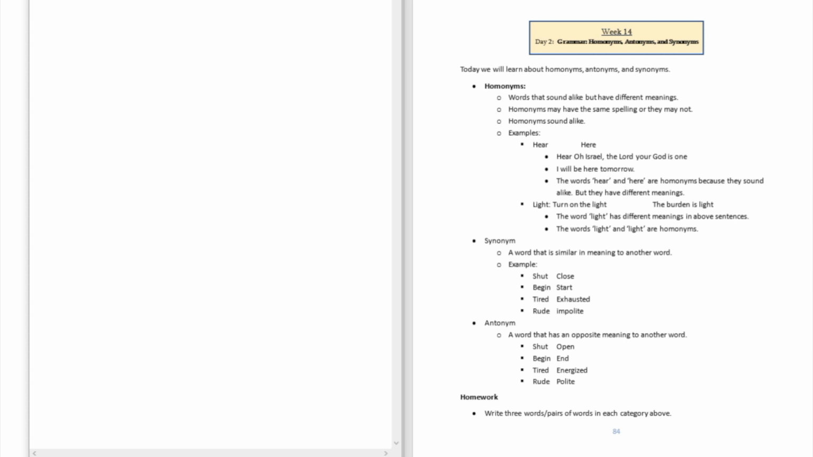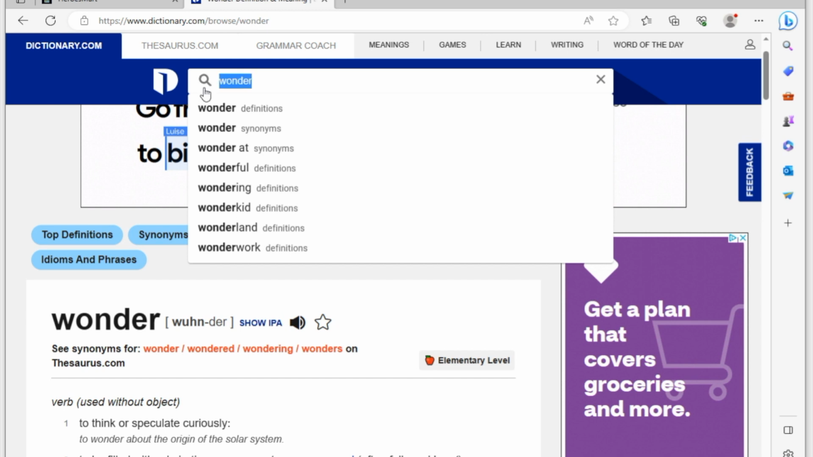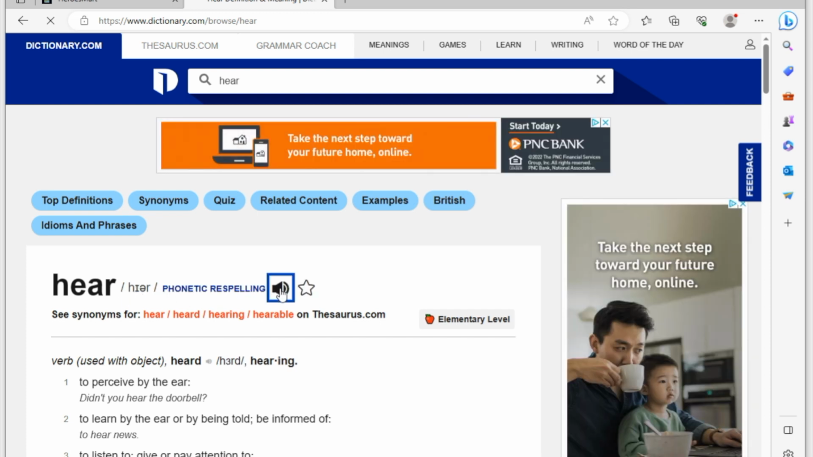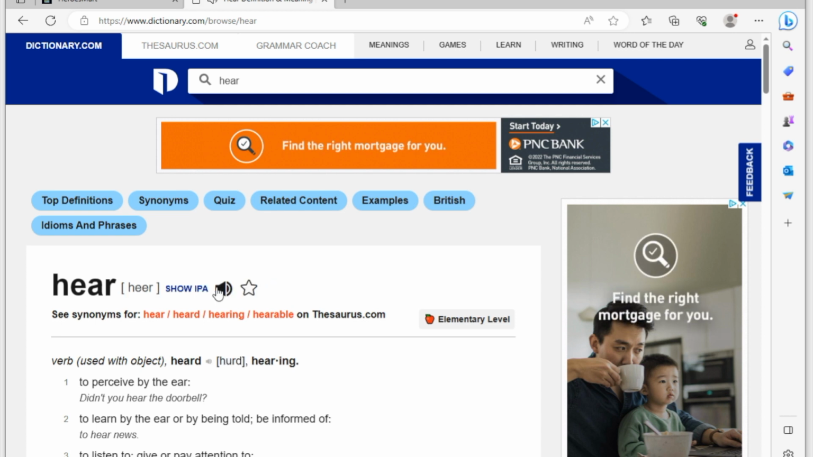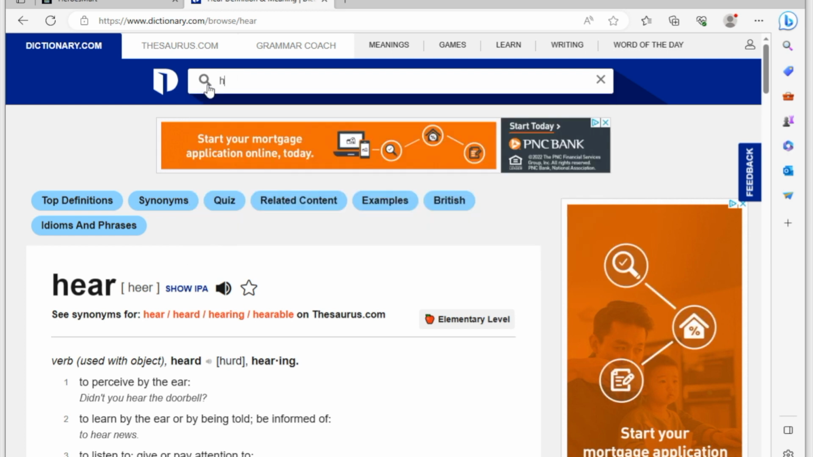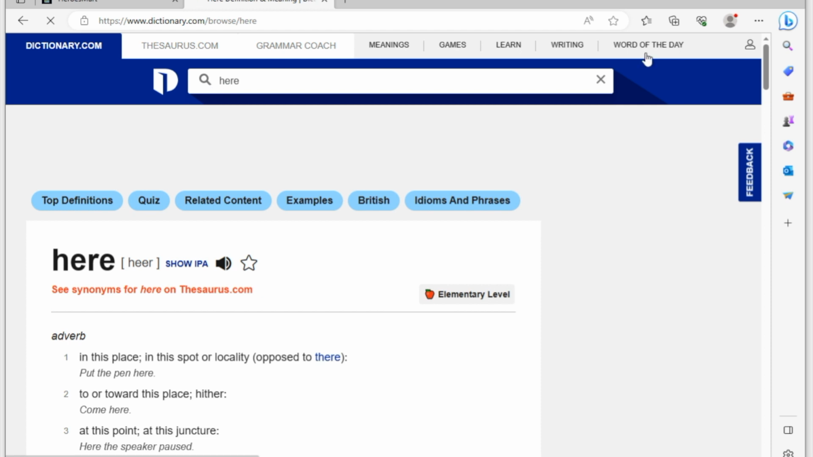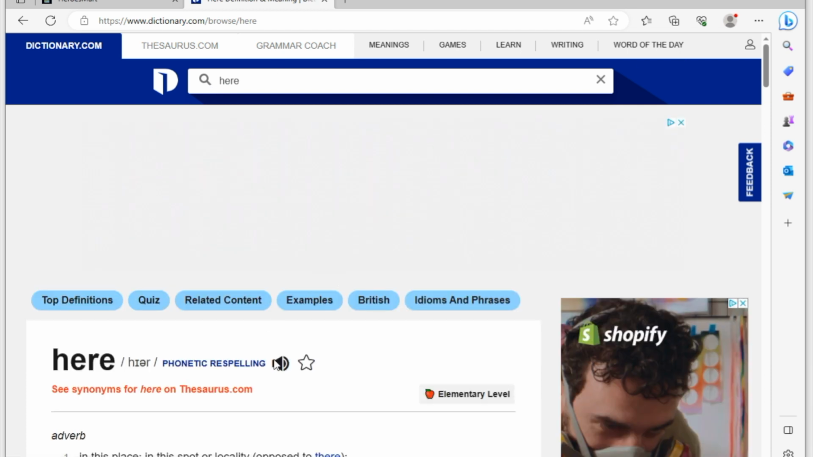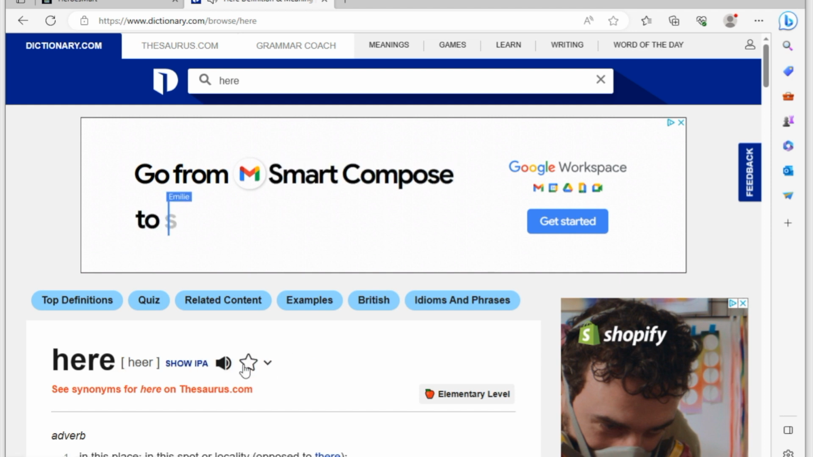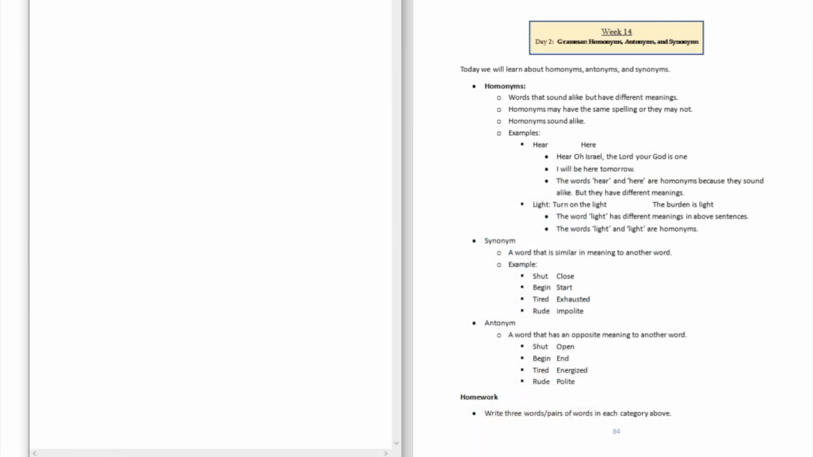In fact, to prove that point, let's go to the dictionary. And you're going to type in the word here, right over here. Look at the IPA spelling of it. Look at the phonetic response. Now, let's change that over to here if this dictionary is going to know what they're doing. Alright. You see that? It's exactly the same sound. So both words can be called homonyms.